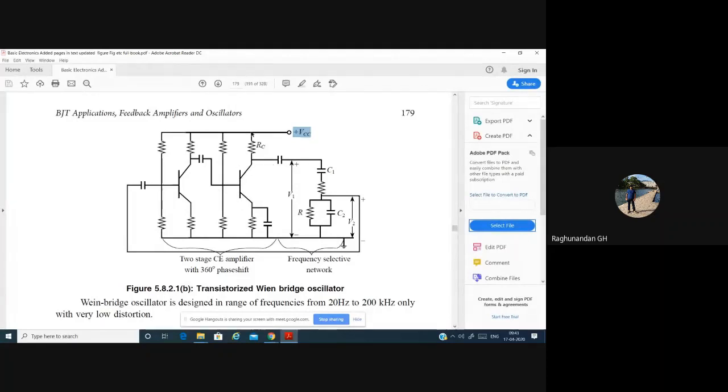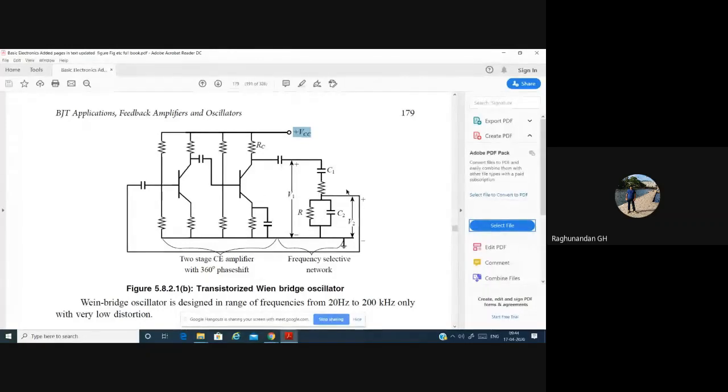Again, there is a plus VCC connection here. There might be a chance of mixing of DC into this signal, so again we filter that out and give it to this circuit. So overall, these two amplifier circuits are mainly utilized for the purpose of giving a 360 degree phase shift. It is known as a two-stage CE amplifier with 360 degree phase shift.